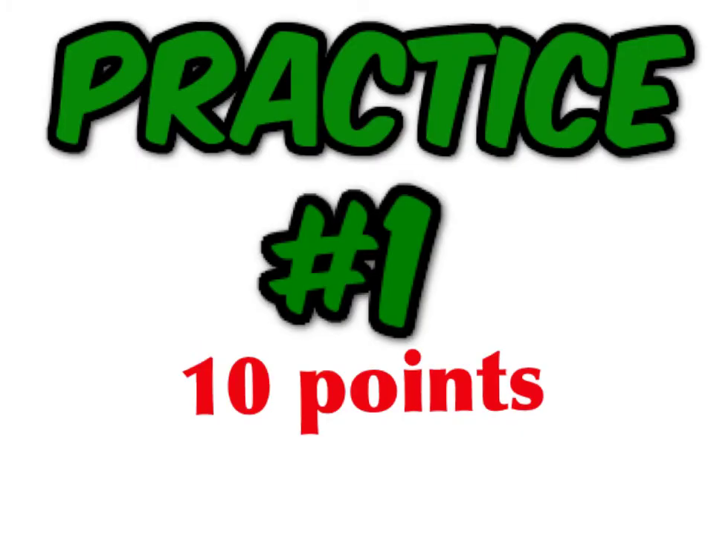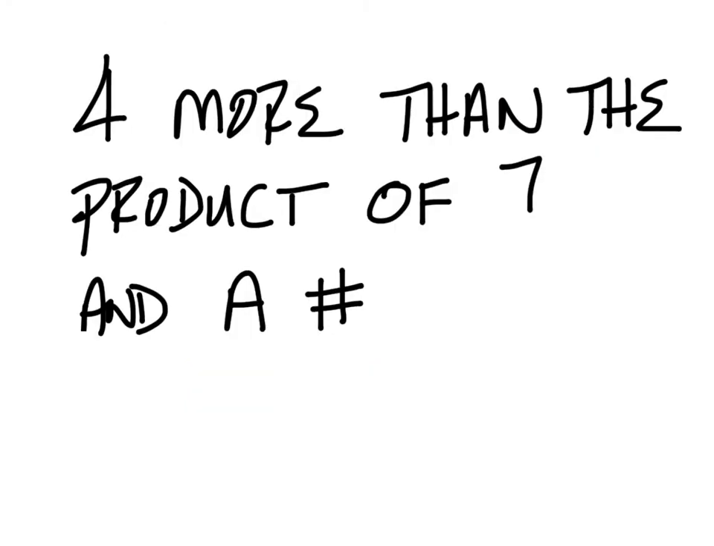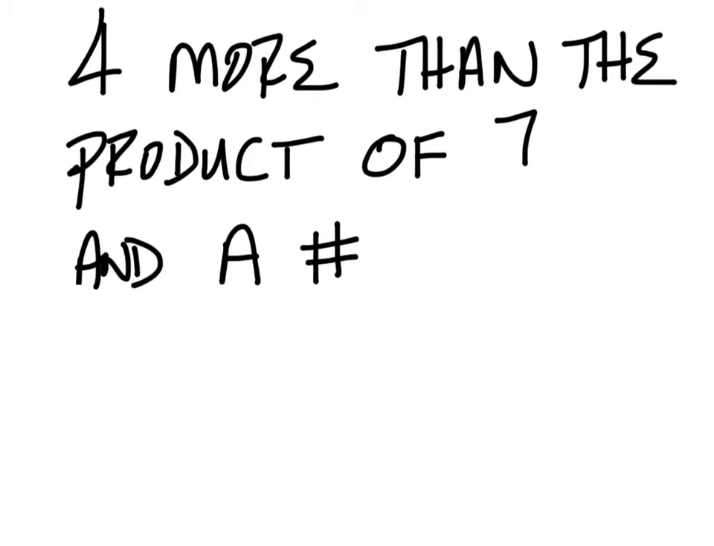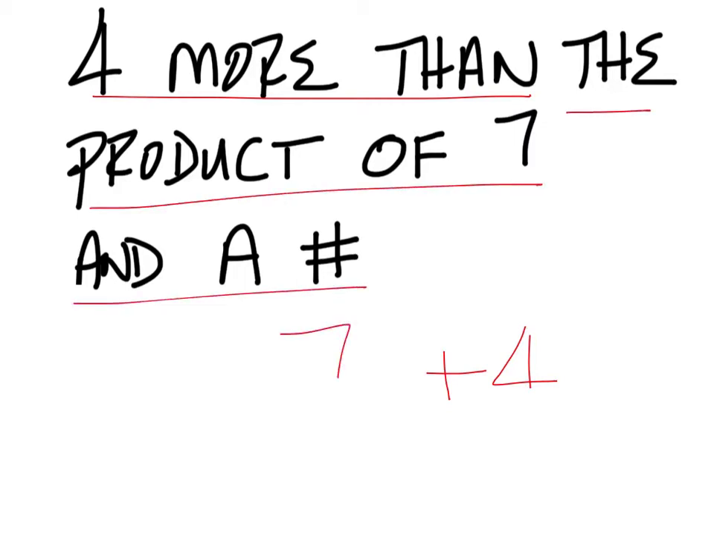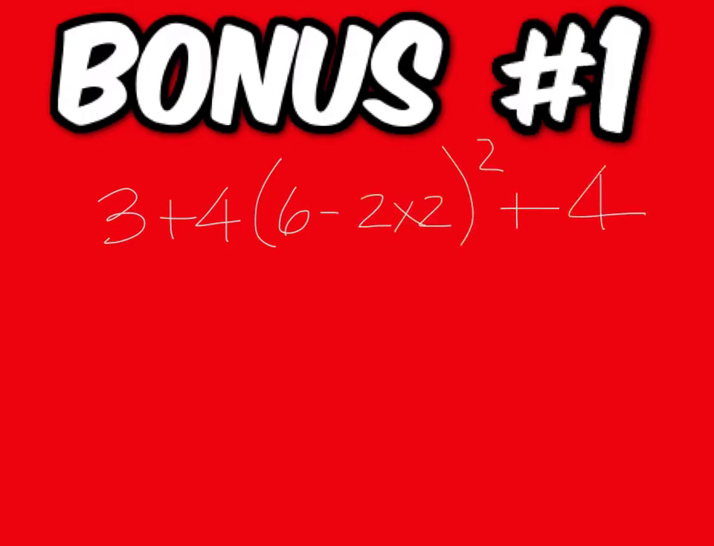Try this practice problem and drop it off up here. For this problem, 4 more than means you have plus 4 on the right. And 4 more than what? The product of 7 and a number. So it's 7x plus 4. The answer to this bonus is 23.